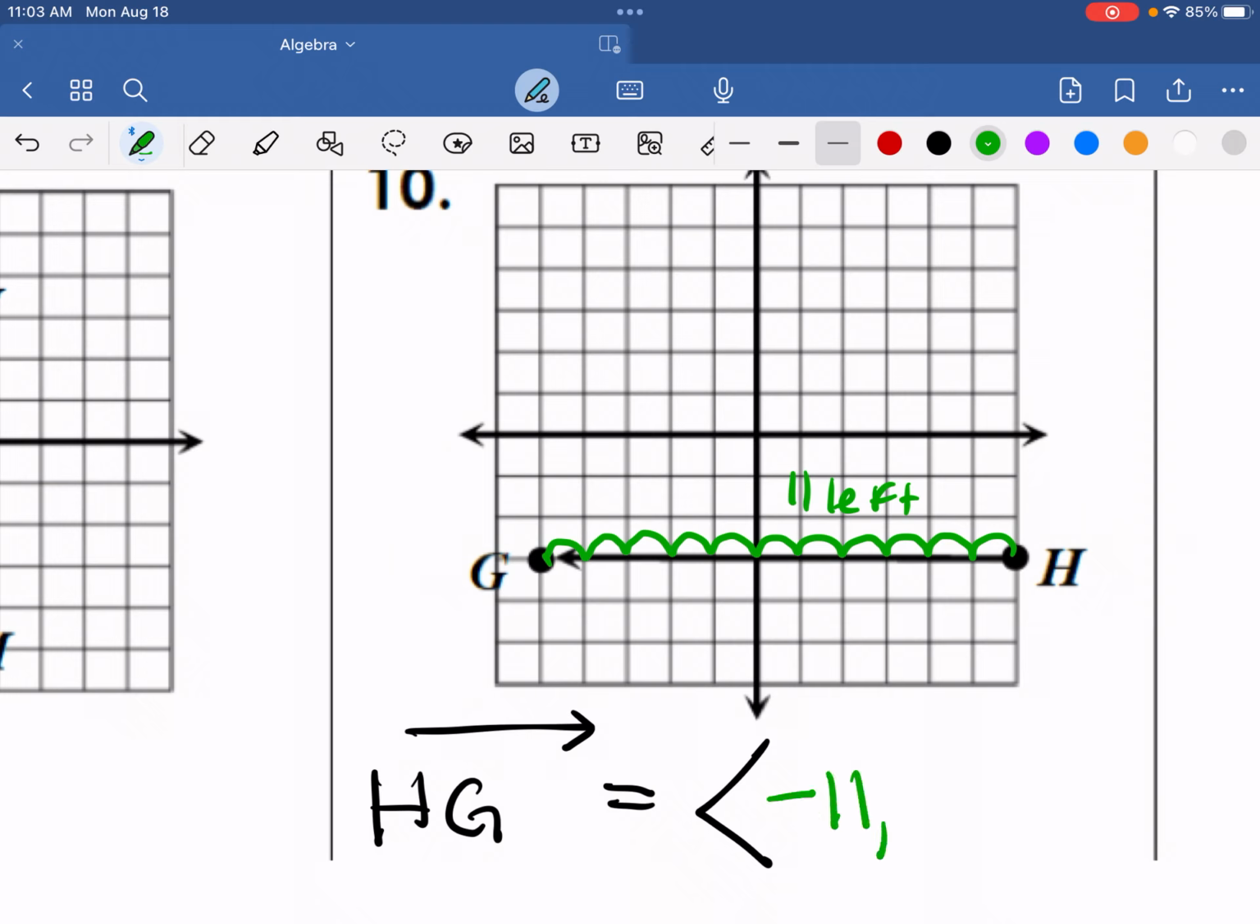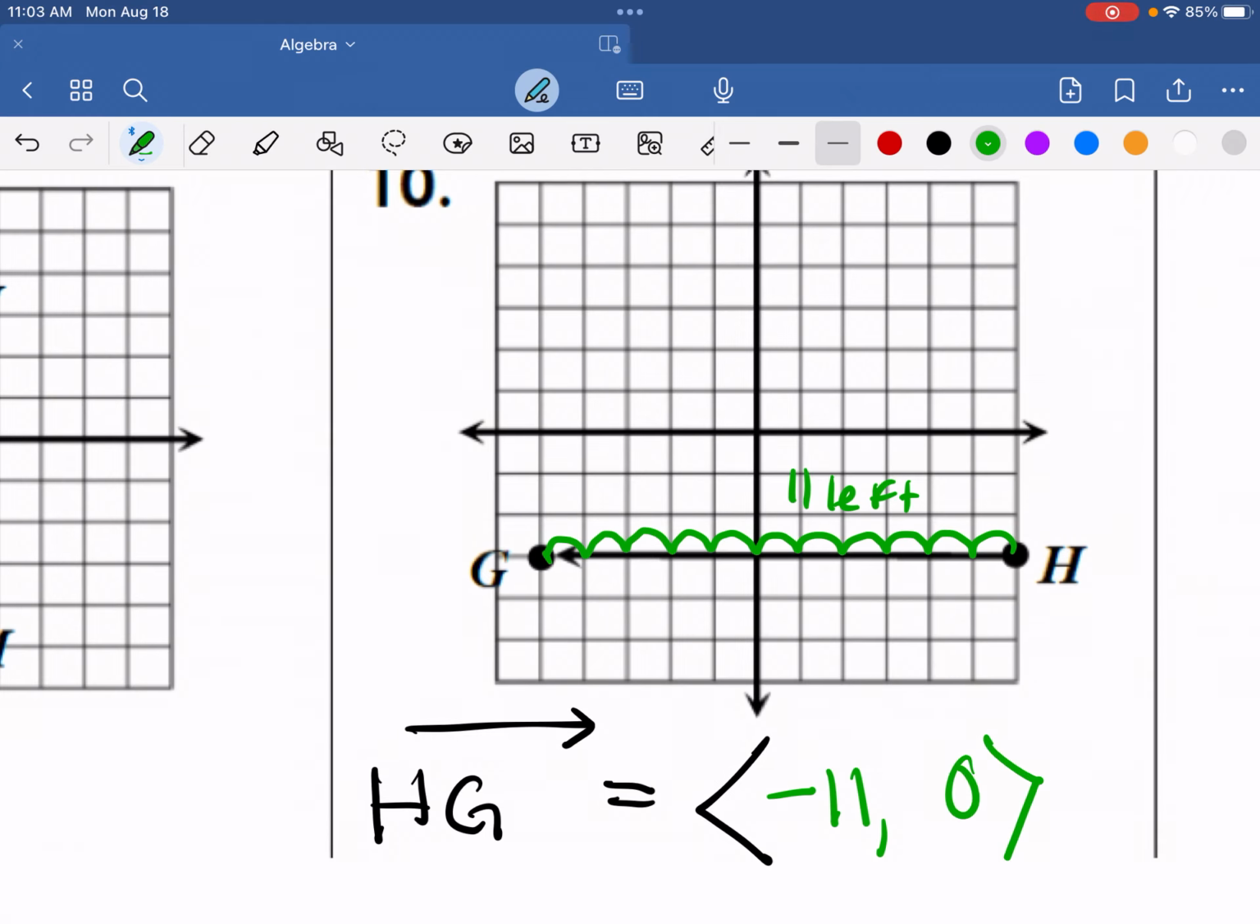Now, did we go up or down? We didn't, so that's 0. And we close it and we're done.